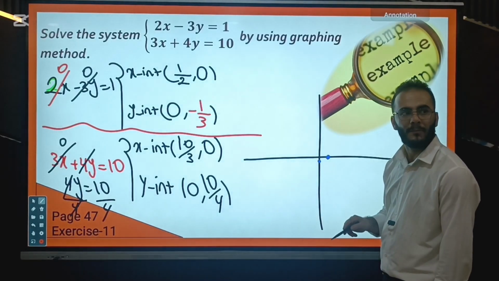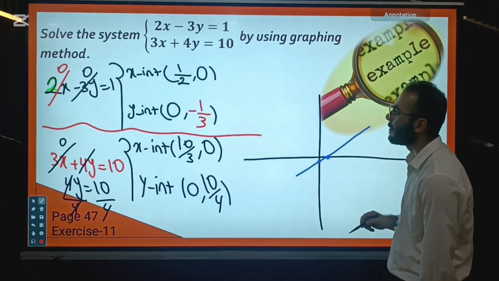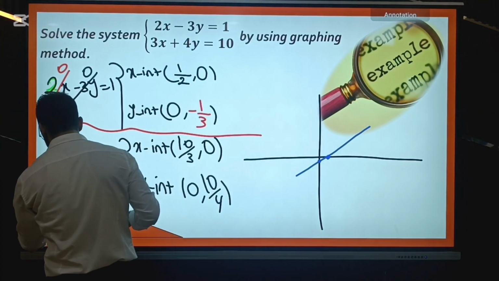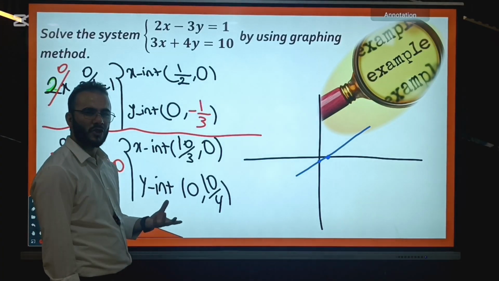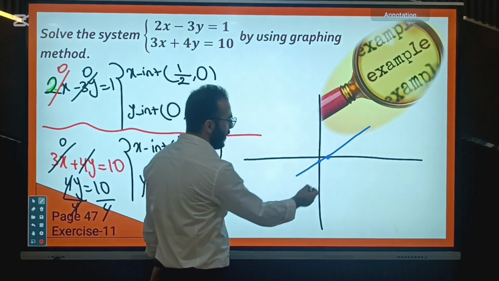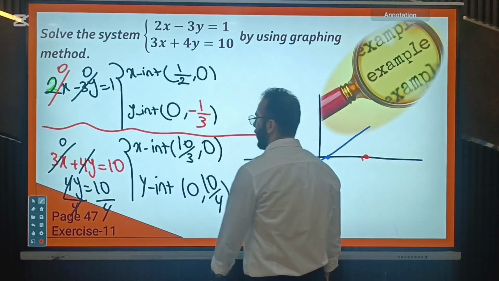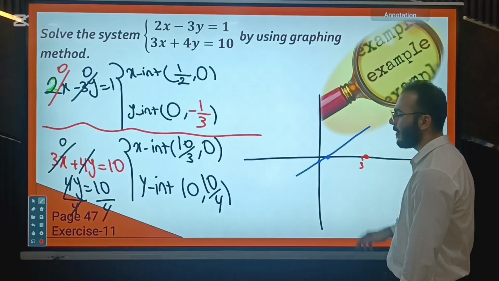So if you just match them, that is going to be the graph of the first function. How about the second one, the second graph? Well, the second graph, we have got 10 over 3. So 10 over 3, it's almost 3 point something. So let's say if here is 3, so 10 over 3 would be here. Okay? So 10 over 3 would be that point.